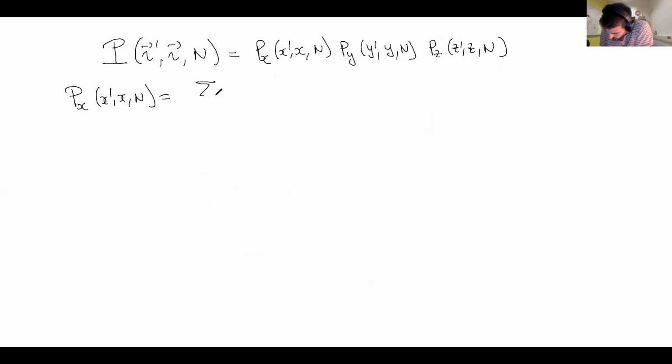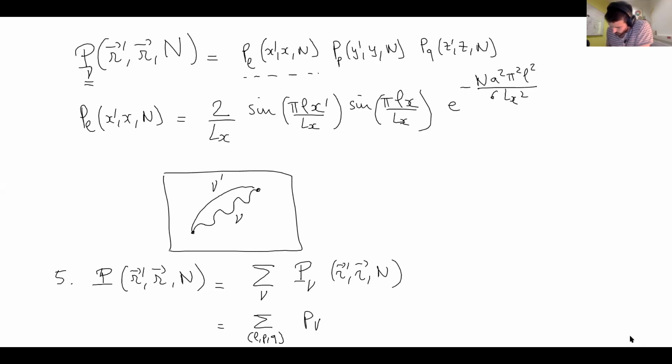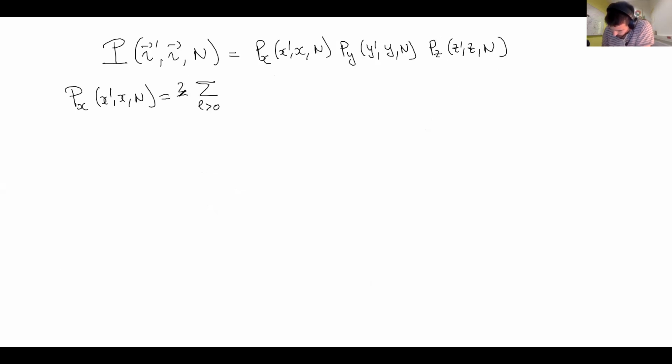So it's the sum over L being strictly positive of, what do we have? We have what we wrote here, this guy. So 2 over Lx, I can put it outside, sine pi L x' over the size of the box. Another sine, this was for the departure point, for the arrival point now, Lx, and the exponential that is weighting all this, a squared pi squared L squared over 6 Lx squared.